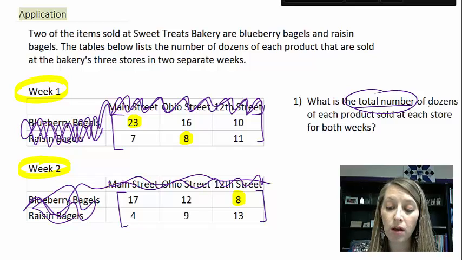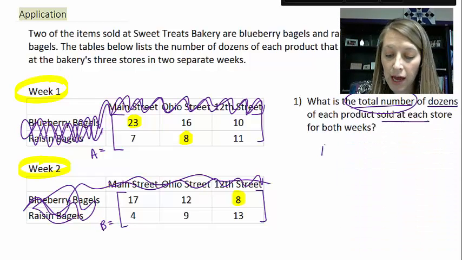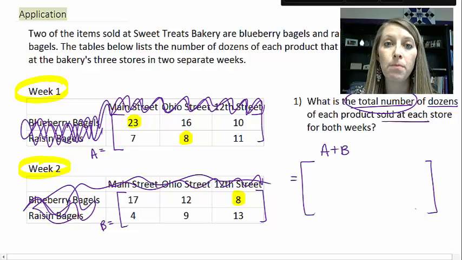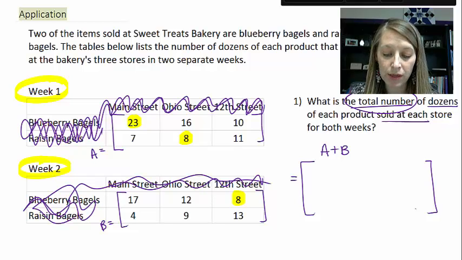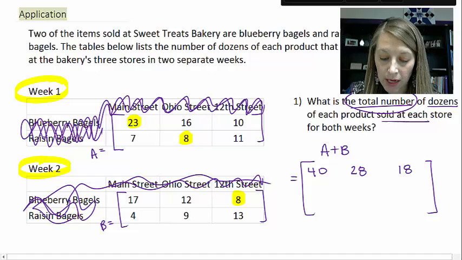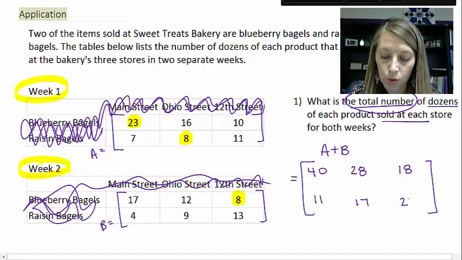So total number of each item at each store. I want to keep everything respective. Basically, if this was my matrix A and this was my matrix B, I would just be adding matrix A plus B. So here is an example of where matrix addition is useful in day-to-day life. So I have 23 plus 17, which gives me 40, 16 plus 12, which gives me 28, 10 plus 8, which gives me 18, 4 plus 7, which gives me 11, 8 plus 9 is 17, and 11 plus 13 is 24.